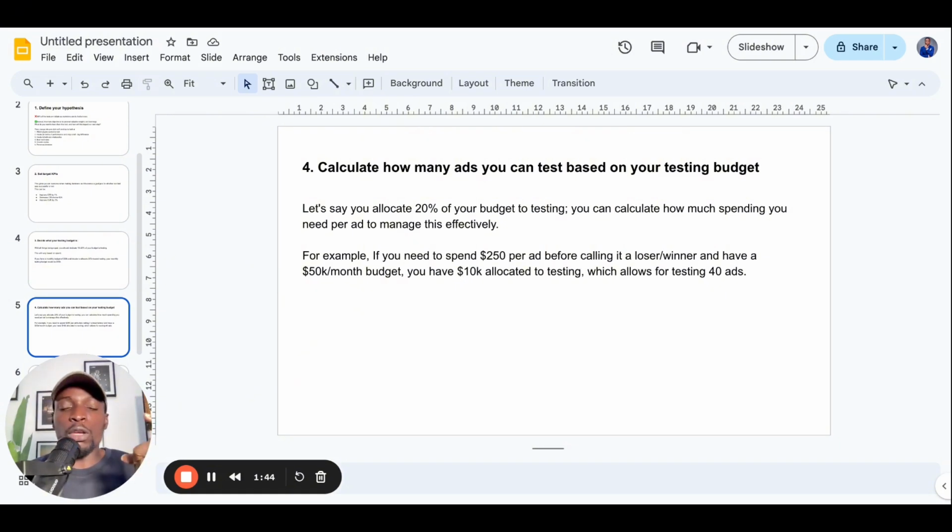For example, if you need to spend say 250 per ad before calling it a loser or a winner, and you have 50K on a monthly budget, it means you have just 10K allocated to your testing, which will only allow for 40 ads. So this would help you as you go in the long run.